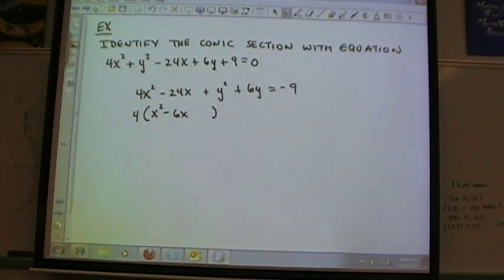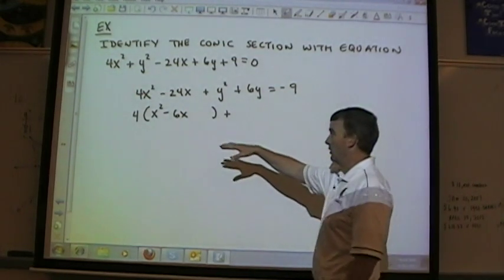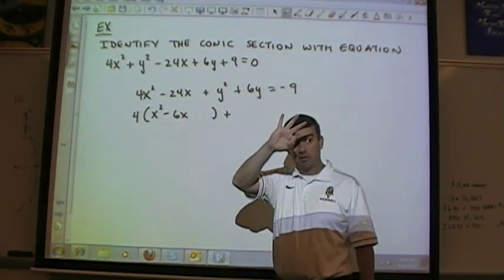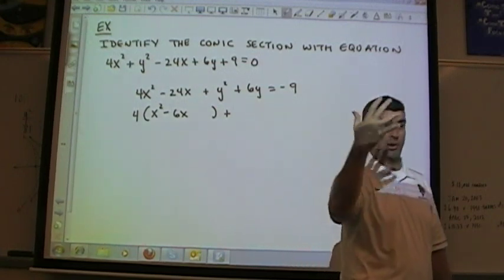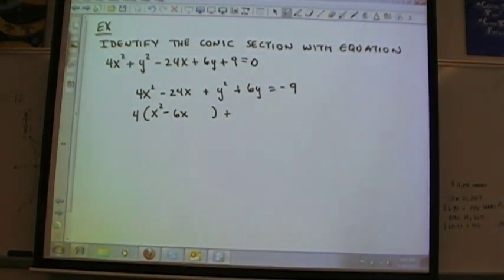Why do we have to do that? Because we have to put something else in that spot to make it a perfect square trinomial. Trinomial means you have to have 3 terms. That's the point of completing the square. So it's factorable. You have to complete the square to find out what the conic section is. But we can go back to that, so just try to follow me.